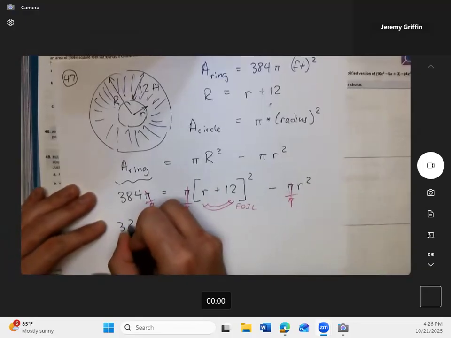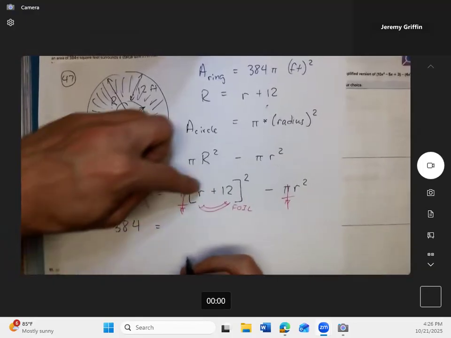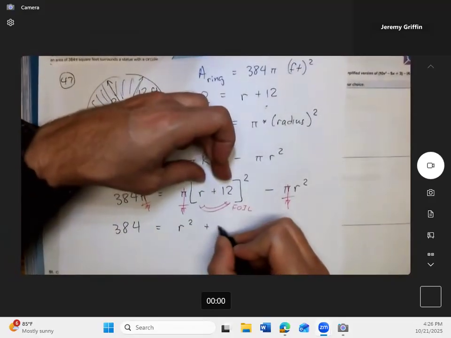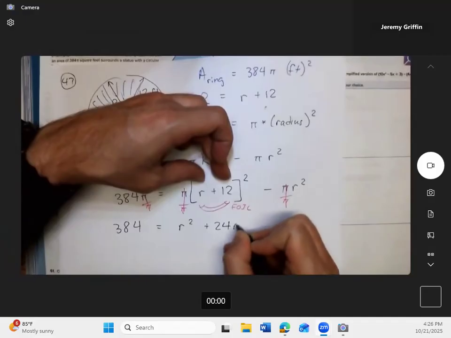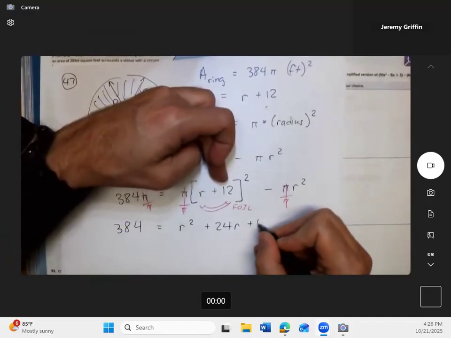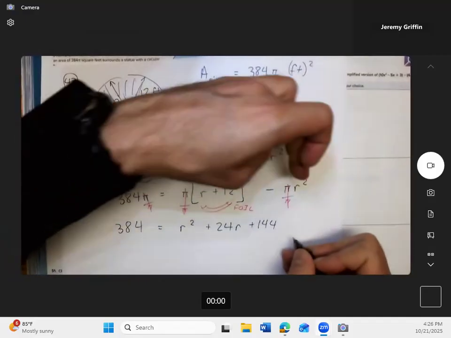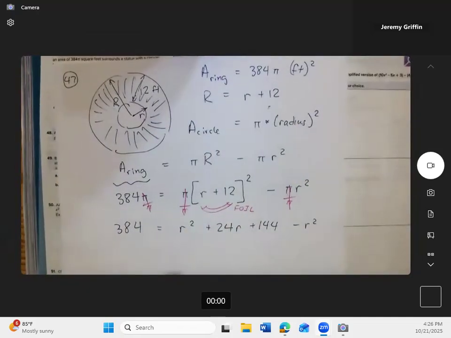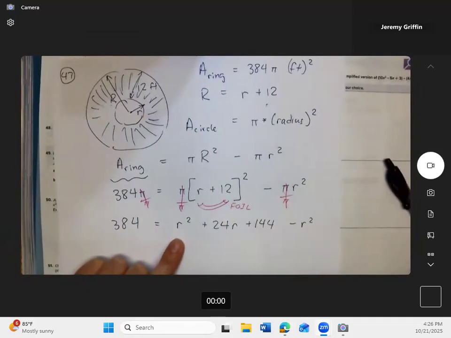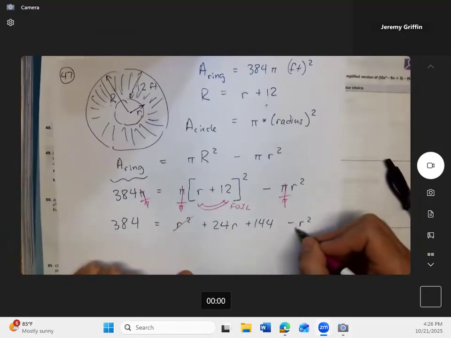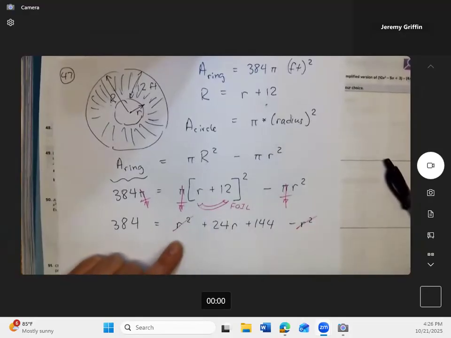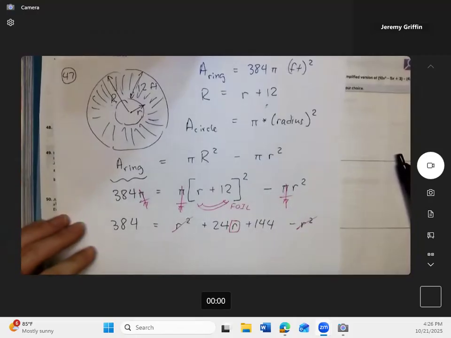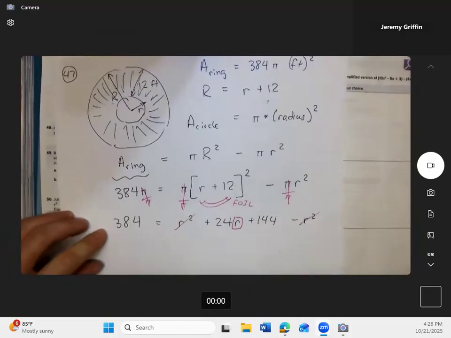Say 384 equals, so that if I FOIL this, I get r squared plus 12r plus 12r, which is 24r, and then 12 squared is 144. Don't forget, we're still subtracting off this r squared over here. Oh, look at this. I didn't know that was going to happen. The r squareds go away. So now what we're solving for is just in one place. Okay, so that's nice.